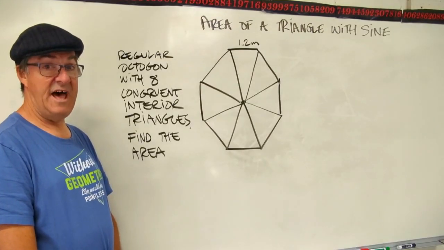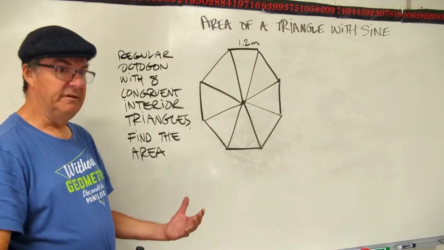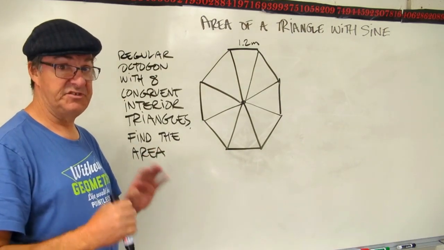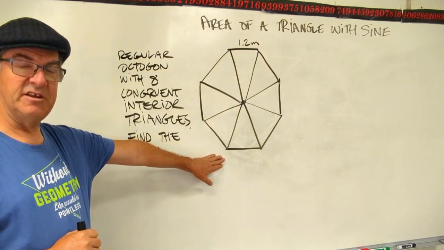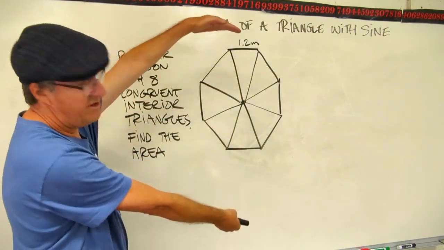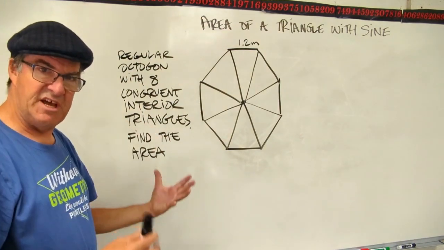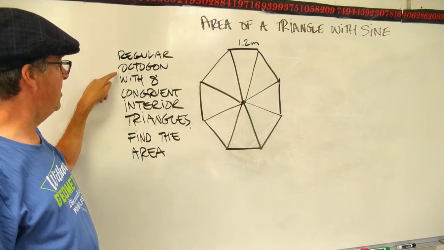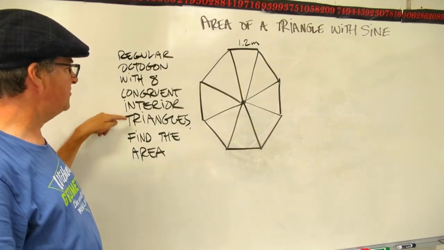Okay, one last problem. And this one, a little bit more complicated. I think you can get it though. So let's take a look. This is a regular octagon. Now, pardon my drawing. I think I've got it a little stretched out in the vertical zone, but just pretend that it's a perfectly well-drawn octagon. So it's a regular octagon with 8 congruent interior triangles.